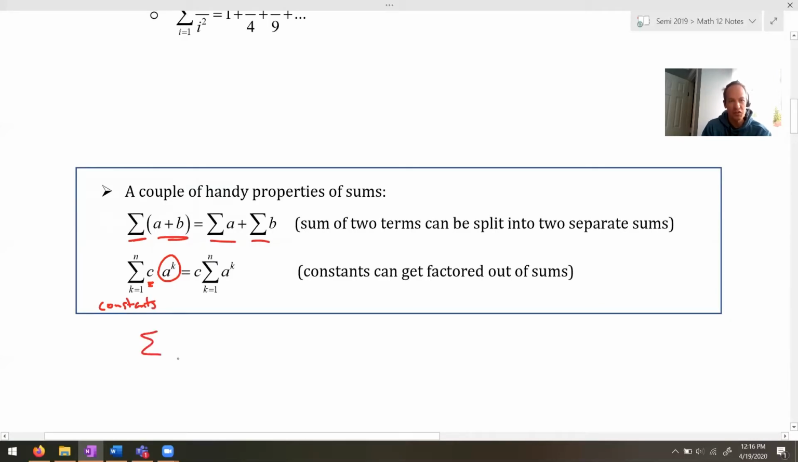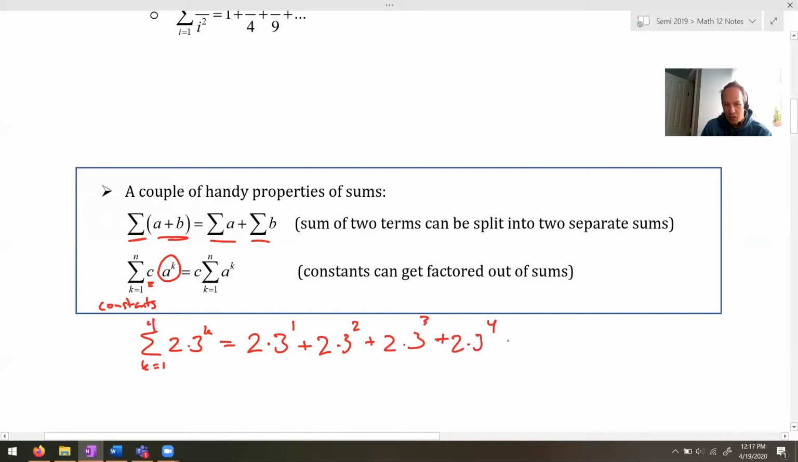So again, this would be a situation where we have like 2 times, it could even be 2k or 2 times 3 to the power of k. It doesn't really matter. And if this was k equal to 1 to 4, one way we could do this is we could say 2 times 3 to the power of 1 plus 2 times 3 to the power of 2 plus 2 times 3 to the power of 3 plus 2 times 3 to the power of 4.